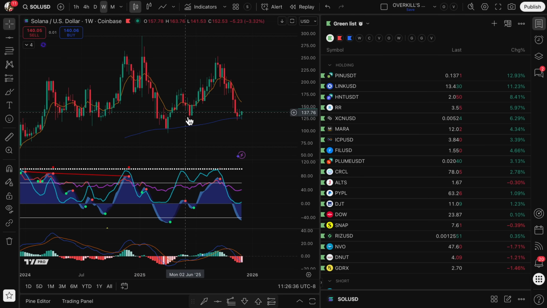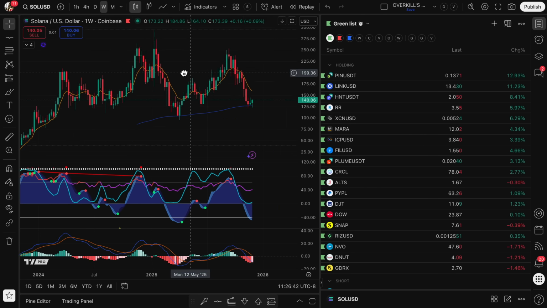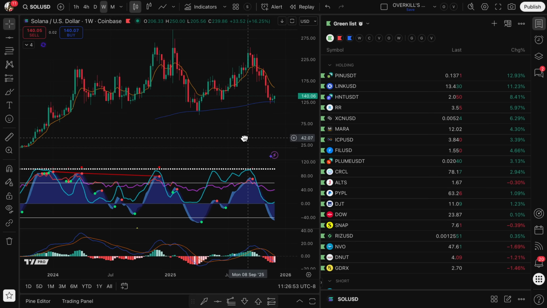And again, we can go sideways for a little bit. We can go a little chop. We can go sideways. But I think the next move is going to be up. The next impulsive move will be up. Like I said, we can go sideways, or we're just going to V-shape right up back to 260, 300. Charts are setting up nice.